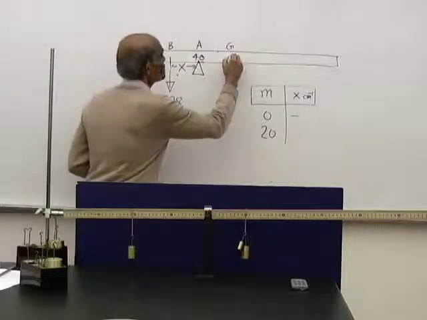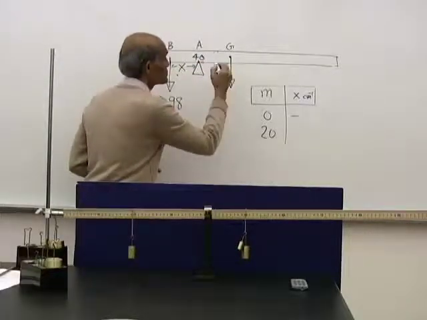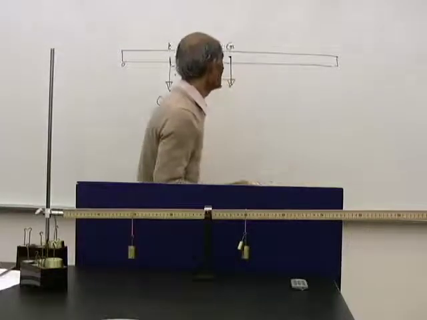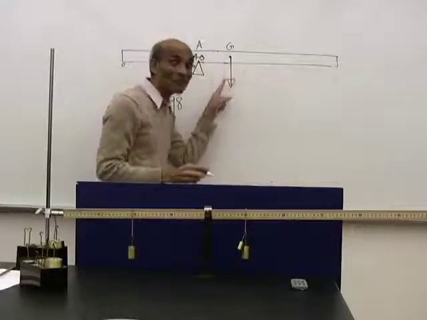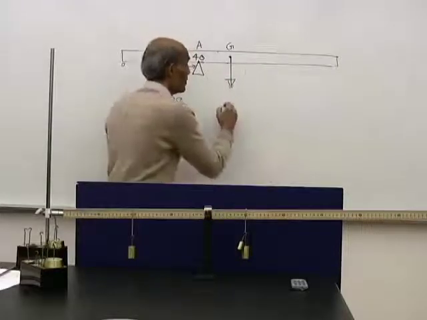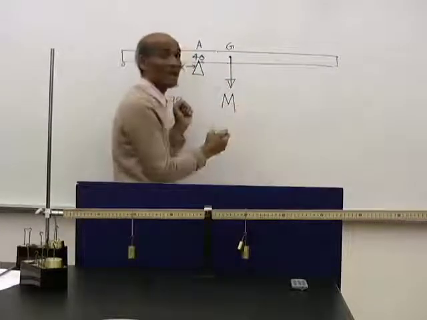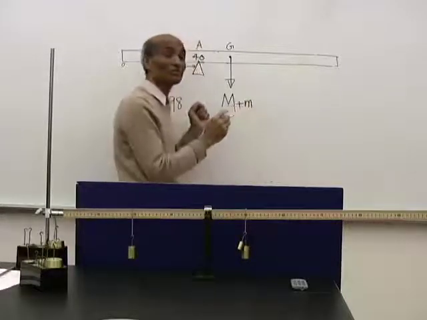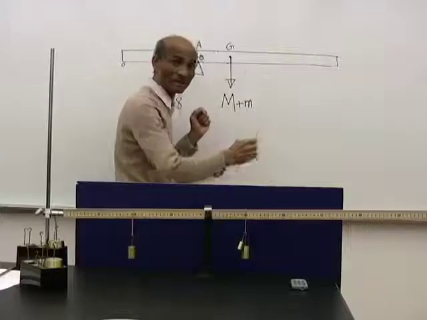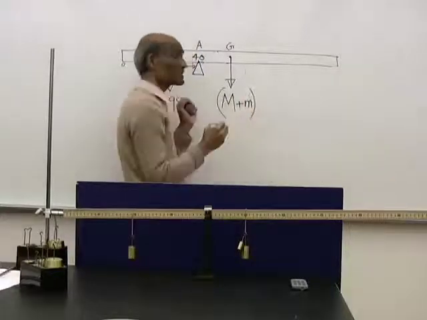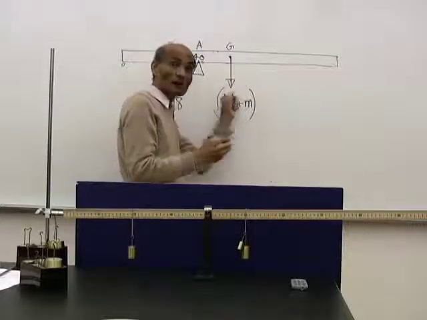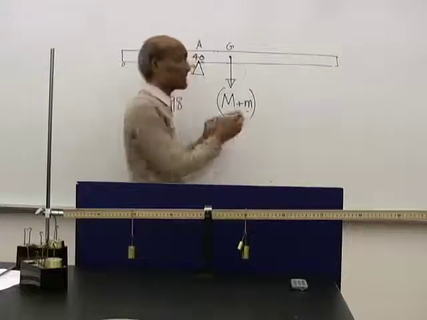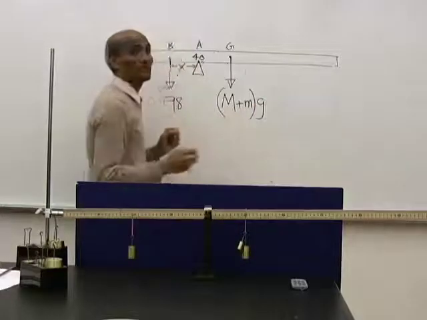And at G, what are the forces there? I want you to watch that carefully. Remember, the weight of the ruler will be acting through G. So, if big M is the mass of the ruler and the small m is the mass you suspend, that means the force that is pulling the ruler at G will be the mass of the ruler plus the mass you hang there times g.